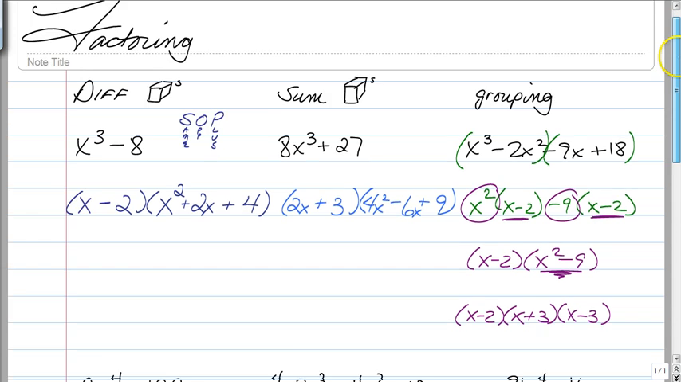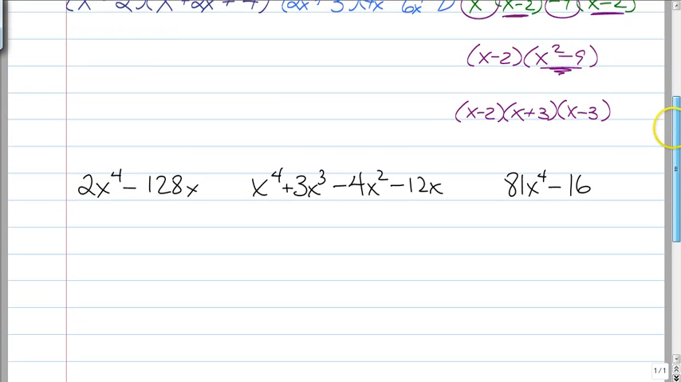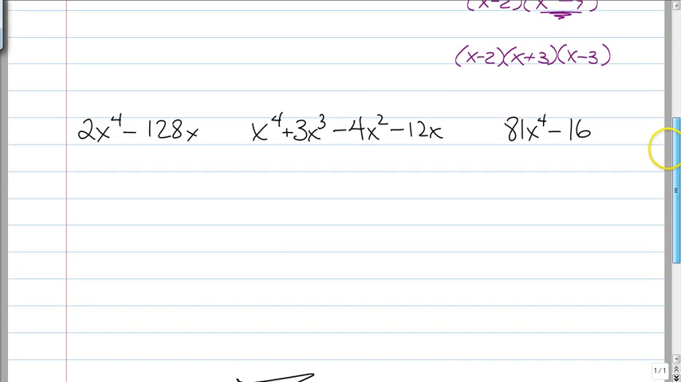So here are 3 more examples for you. I would like you to pause the video and try the first one and go ahead and press play when you're done with the first one and see if you got it correct.